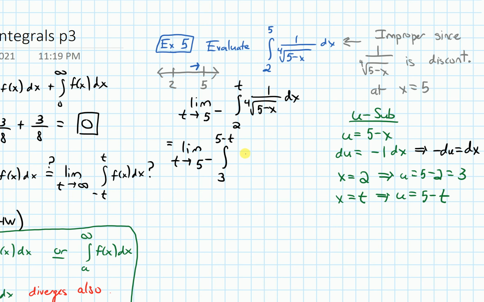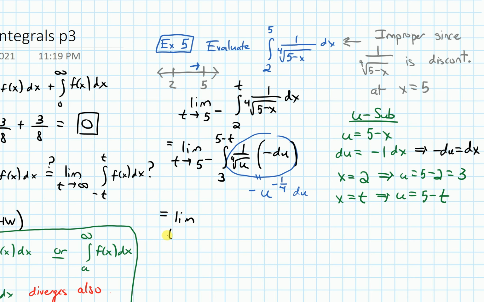And now my function here becomes 1 over 4th root of u. And then dx is negative du. And now this is a lot easier to take the antiderivative of. Because I notice that this whole thing I can rewrite as negative u to the negative 1/4, if I rewrite that 4th root as a fractional power and then bring it up to the numerator. It would become negative u to the negative 1/4, and then du. All right, and that's something I can just do the antiderivative of using reverse power rule.